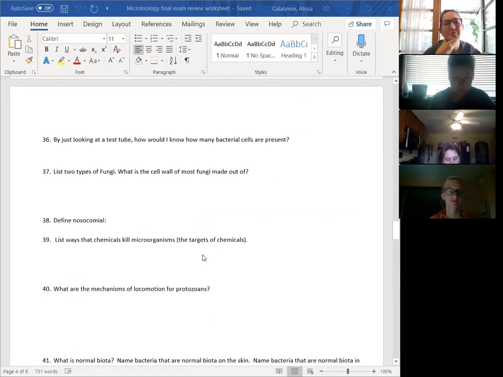Okay. What are our 2 major types of fungi? Yeasts and molds. Very good. So yeasts are single-celled fungi, molds are multicellular. The cell wall of most fungi is made of chitin. Very good.